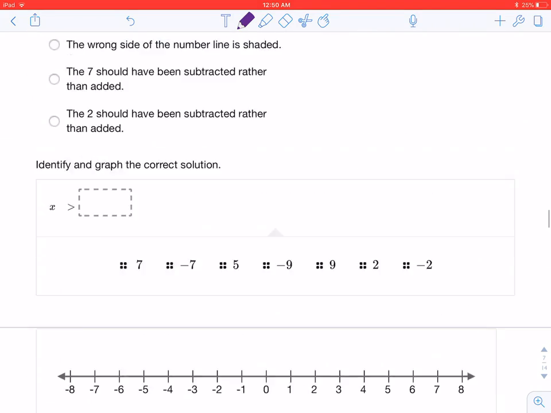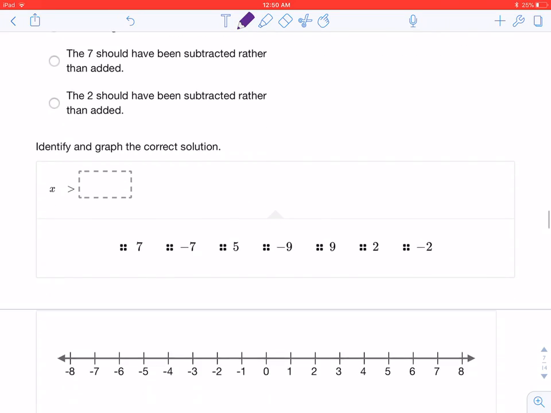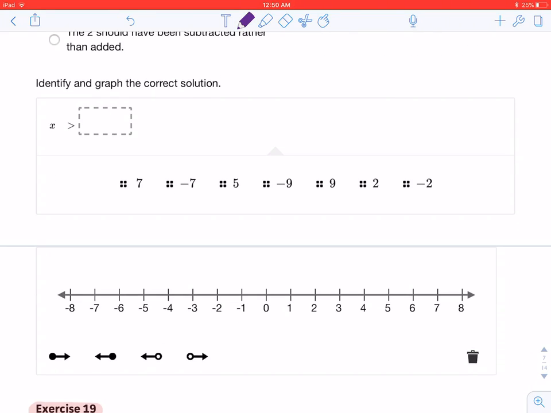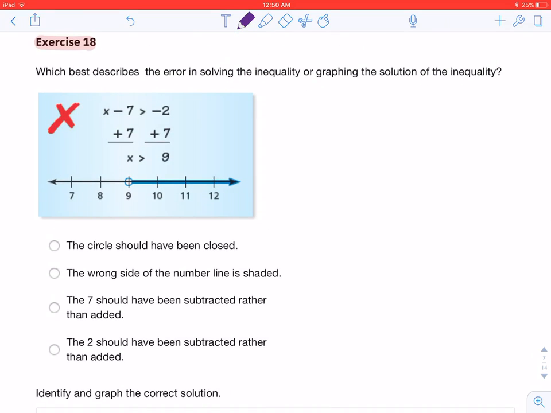Okay, 18 and 19 both are the same type of problem. You're going to be looking at the work that they've done. So I'm going to be looking at the work that this person has done and determining what they did wrong, and how I should properly graph this and what the proper inequality looks like. So let's take a look at this.